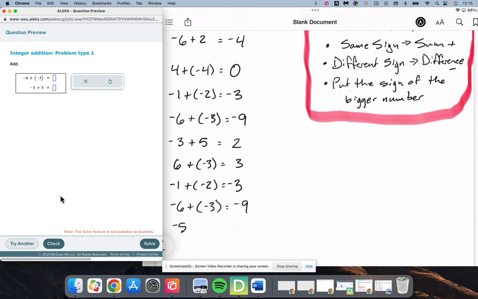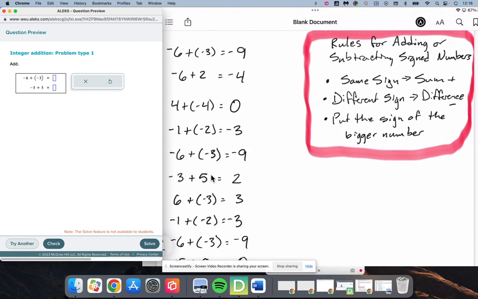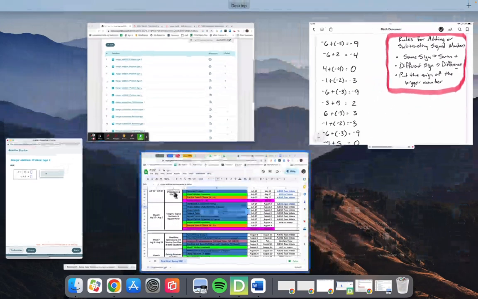Next, -5 plus 5. We see that the signs are different, so we're going to subtract. And 5 minus 5 is 0. And 0 doesn't have a sign, positive or negative. Again, I will encourage you, write these rules down and follow those rules every single time. You will never be wrong.